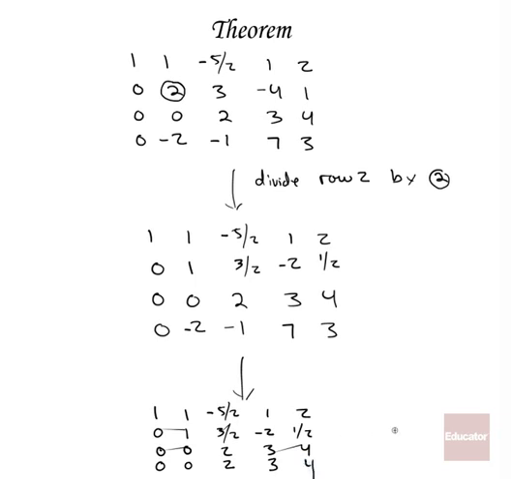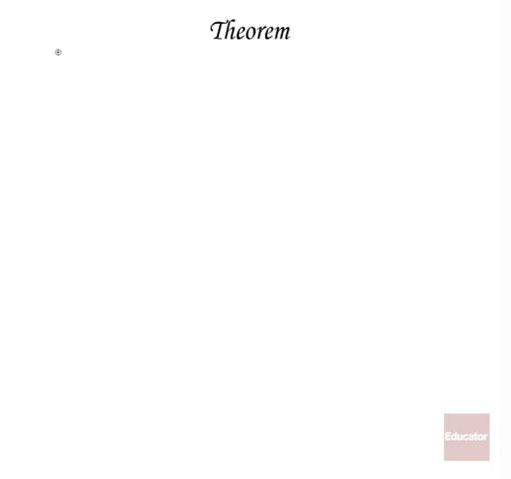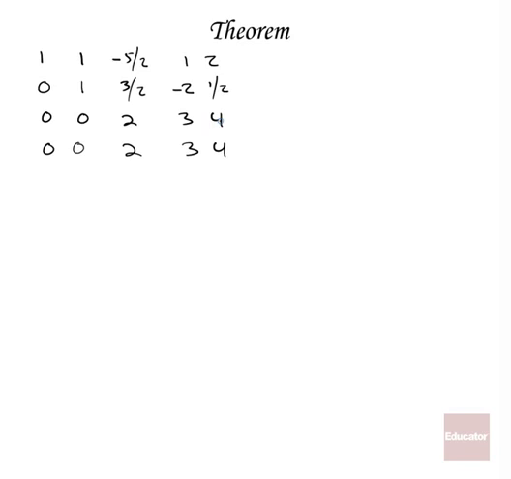Okay, so I'm going to go ahead and copy this onto the next page here, 2, 3, 4, so we have something to continue with. All right. So we've got 1, 1, -5 halves, 1, 2. 0, 1, 3 halves, -2, 1/2. 0, 0, 2, 3, 4. And we have 0, 0, 2, 3, 4.